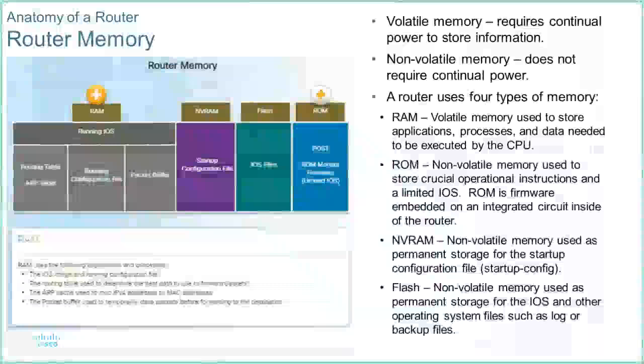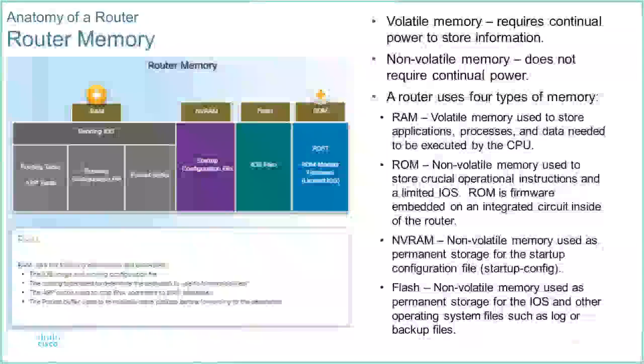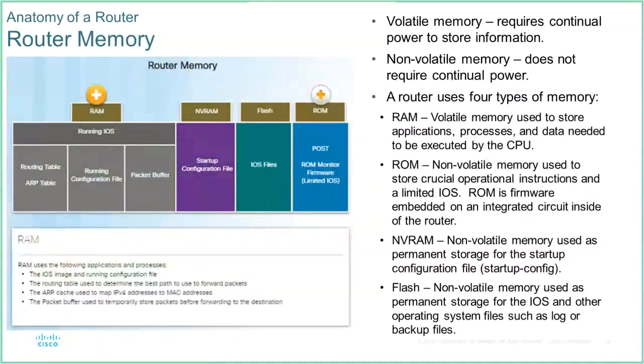So the memory of the router is broken up into basically the RAM, which has the running operating system in it, our routing tables, our ARP tables, which is the table that matches layer 2 addresses to IP addresses, our running config file, and our buffers, which is temporary storage for a packet before it's sent or processed from an interface.